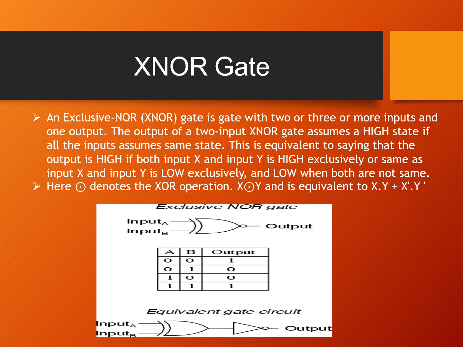The logic diagram is given here. In the truth table, we have two inputs and one output. If both the inputs are 0, the output is 1. If both the inputs are 1, the output is 1. Otherwise, the output is 0.